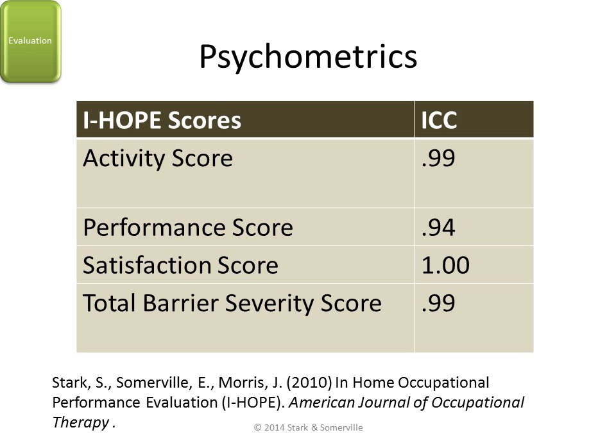A few years ago, we did a study looking at the overall inter-rater reliability of the IHOPE, and any score above 0.75 is good. So as you can see, these scores were really pretty good: 0.99 on the activity score, 0.94 for the performance, 100% for satisfaction score, and then a 0.99 correlation between the raters on the barrier severity score.